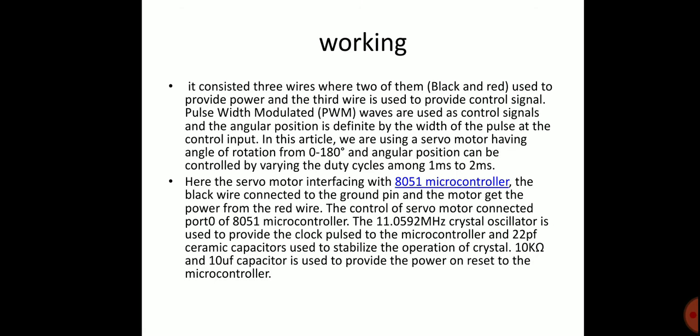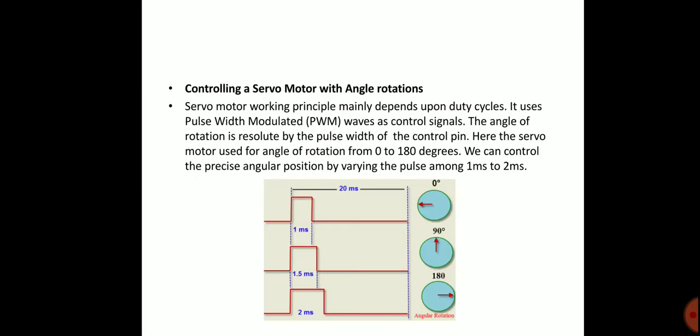So these are the functions of operation of the servo motor, and controlling a servo motor with angular rotations. The servo motor working principle mainly depends upon duty cycles. It uses pulse width modulation, that is, a wave, as control signals. The angle of rotation is determined by the pulse width at the control pin. Here, the servo motor is used for angular rotation from 0 to 180 degrees. We can control the precise angular position by varying the pulse from 1 millisecond to 2 milliseconds.